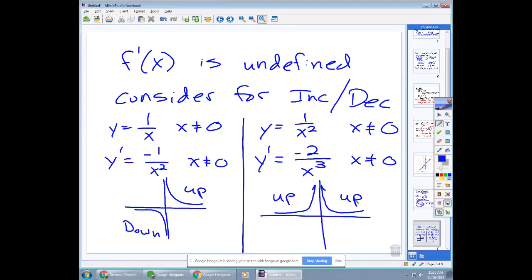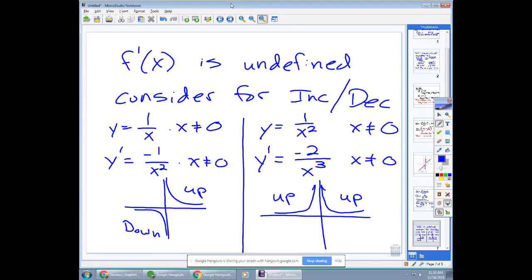So technically, if the original function is undefined for a value, the derivative is going to be undefined for that value. It's not technically a critical number, because critical numbers apply to maxes and mins. However, the function can change concavity over that boundary. So we do need to consider it if we're looking for increasing and decreasing stuff. And calculus helps us figure that out.